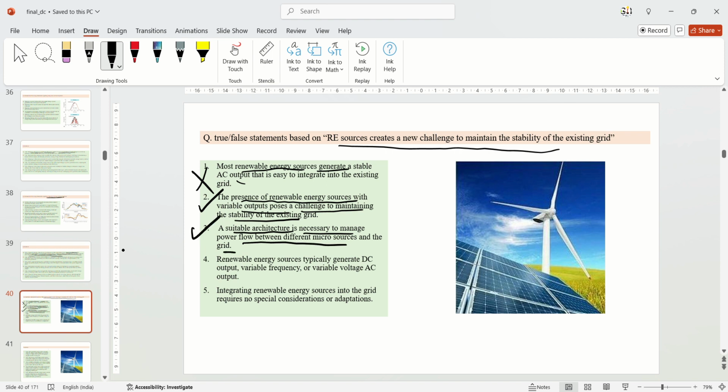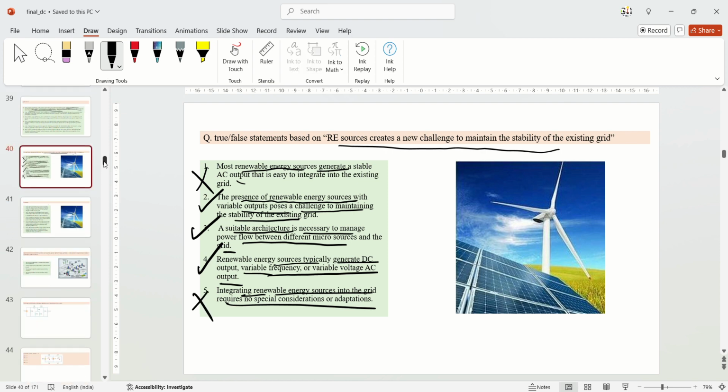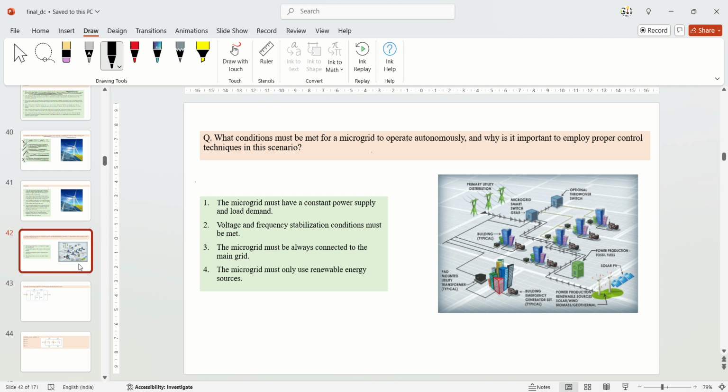Next statement, the RE sources typically generate DC output, or variable frequency or variable voltage output. That is true. The next statement, integrating RE sources into the grid requires no special consideration or adoption, is false. Okay, so these are the correct statements for this question.